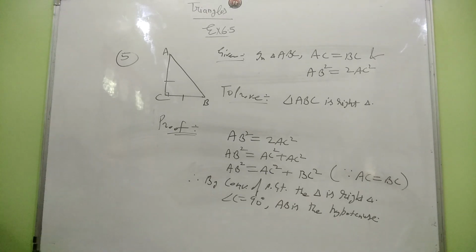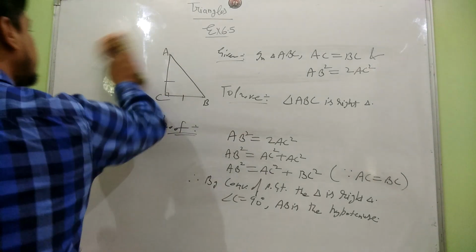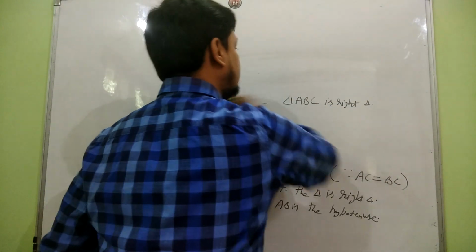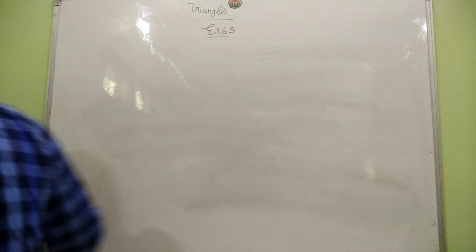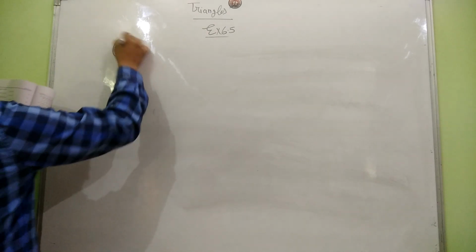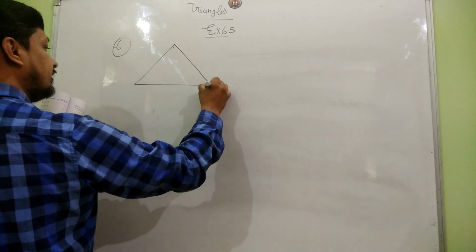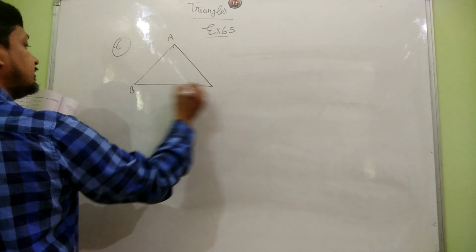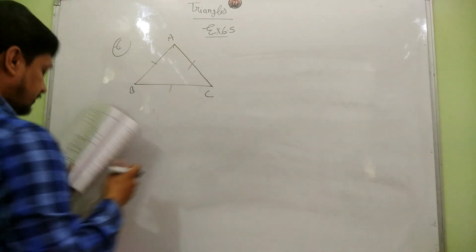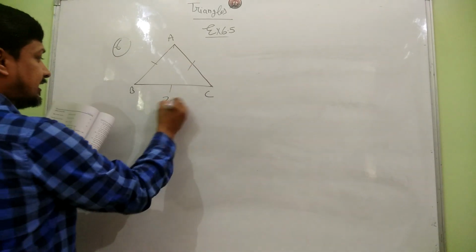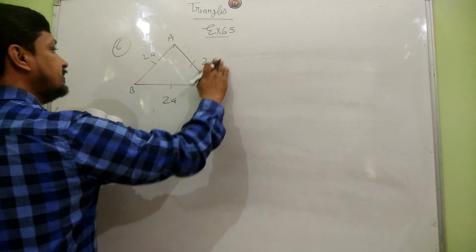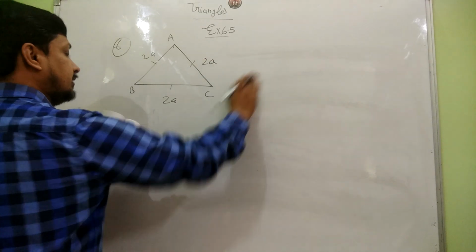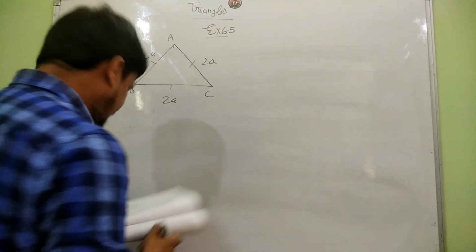Okay, so one more question we can do. Question number 6. Question number 6 is, ABC is an equilateral triangle. We know an equilateral triangle is a triangle in which all the sides are equal, and each side has the measurement 2a. It is given that each side has a measure of 2a. Find each of its altitudes.